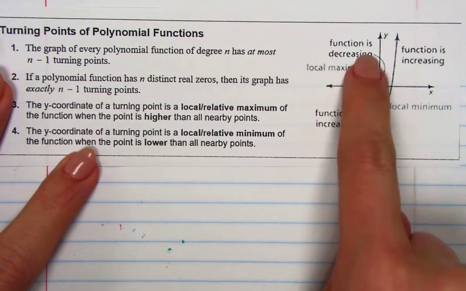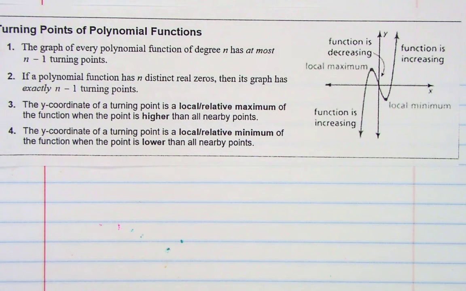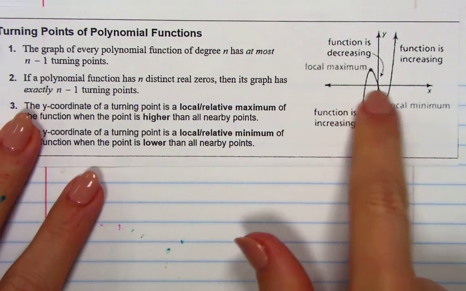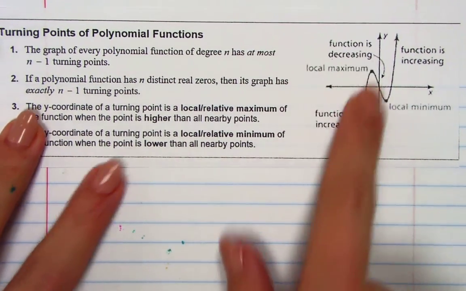Just like this one, it's cubic, it has 2 turning points. Okay, that's basically what number 2 is saying as well. If it has n distinct real zeros, then it has exactly n minus 1 turning points. So like 3 real zeros gives it 3 minus 1 is 2 turning points.